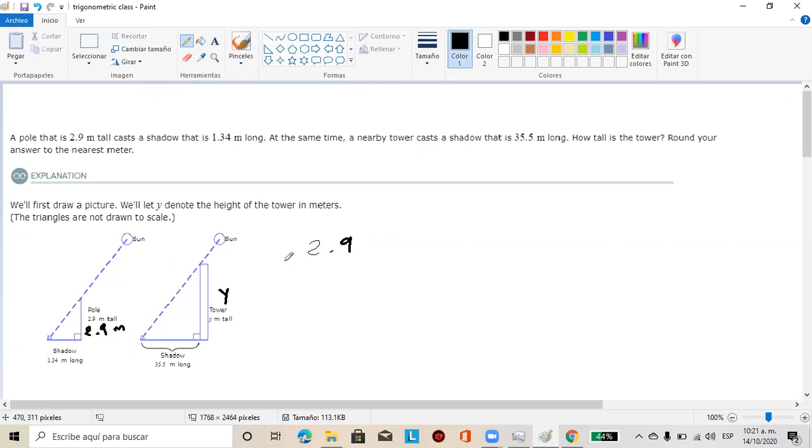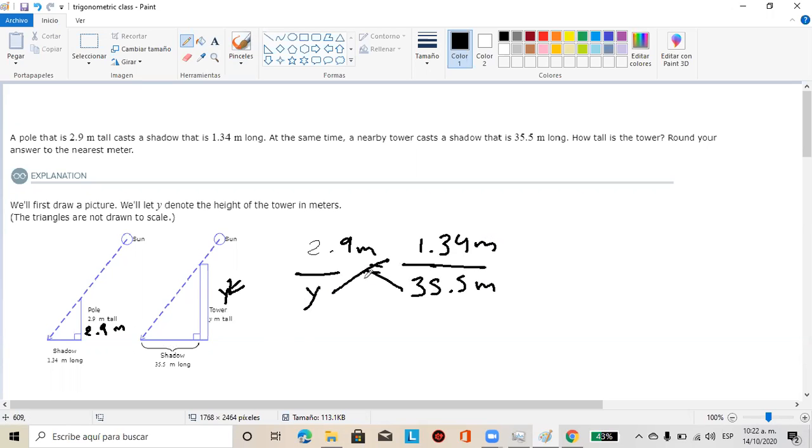So we have 2.9 meters over y, like this is this side. This is equal to 1.34 meters over the length of the shadow. So the length of the shadow is 35.5 meters long. So we need to solve this equation. We can use the cross product to solve this equation. So it's this by this and this by this.